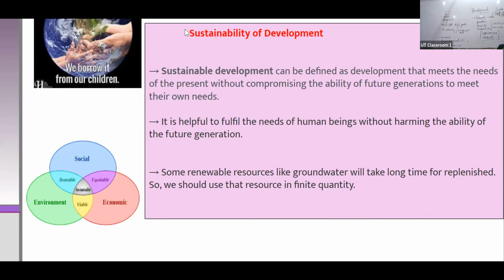Okay. It is helpful to fulfill the needs of human beings without harming the ability of the future generation. So we use it, but at the same time don't deplete it in a way that the future finds it difficult to use it. Some renewable resources like groundwater will take a long time to be replenished. So we should use that resource in finite quantity. Finite means limited.